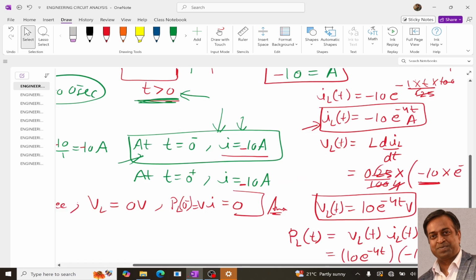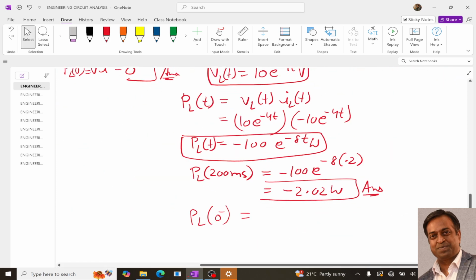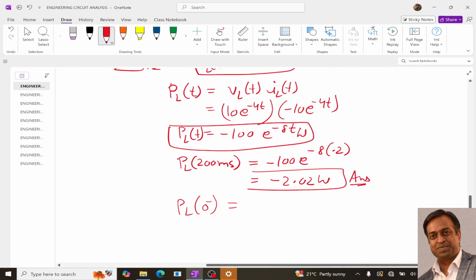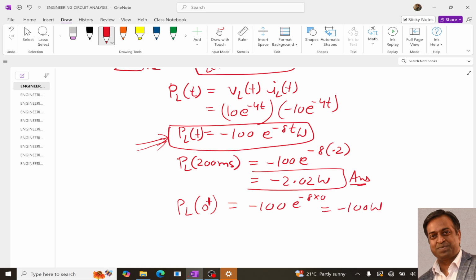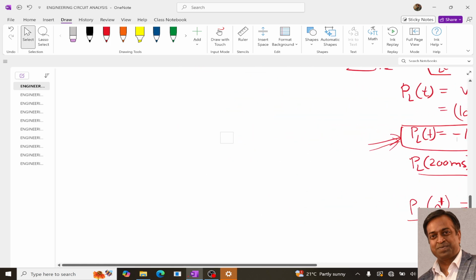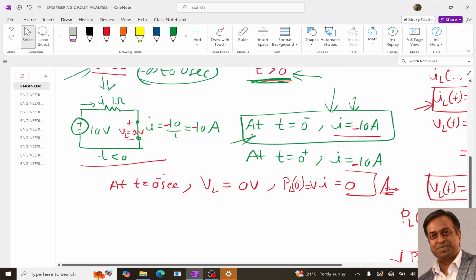Now coming to the third, at 0 plus. If we look at 0 plus, it means that we need to substitute 0 in this equation. Substituting 0, we get e power minus 8 into 0, so it will be minus 100 watt. So this will be our third answer, means we get the power absorbed by the inductor at 0 plus, 200 milliseconds and at 0 minus.